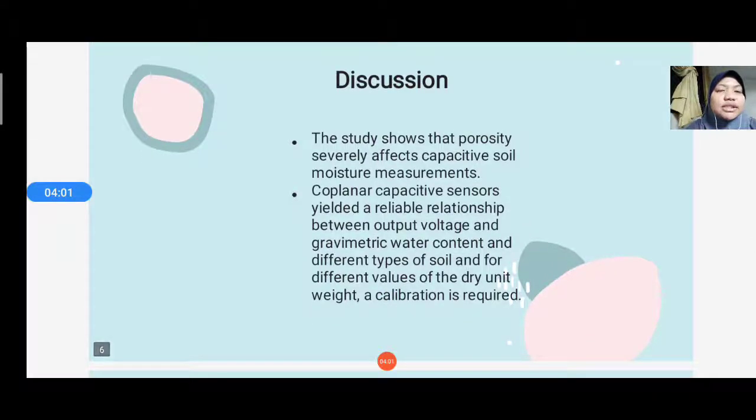Okay, for the discussion, the study showed that porosity severely affects capacitive soil moisture measurement, and the coplanar capacitive sensor yields a reliable relationship between output voltage and gravimetric water content in different types of soil, and for different values of the dry unit weight, a calibration is required.